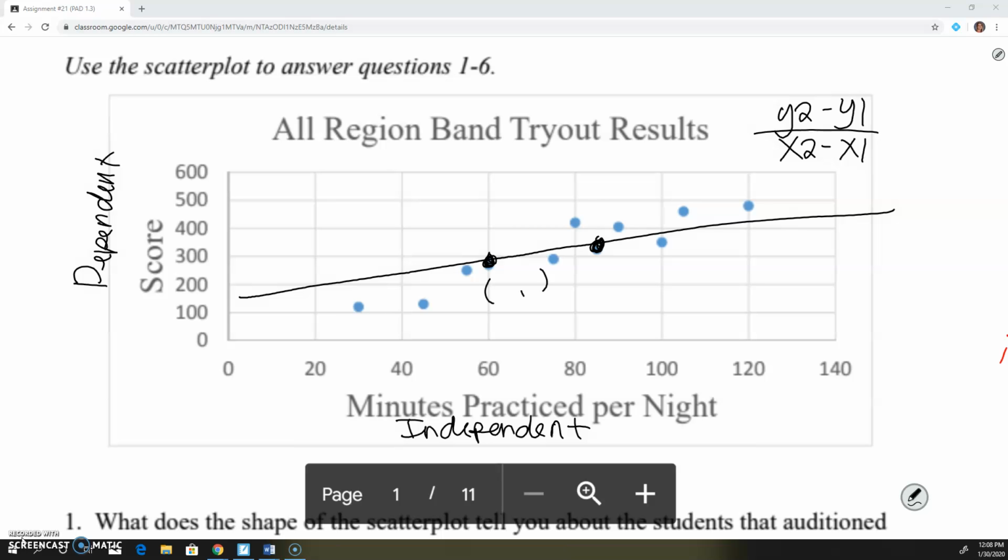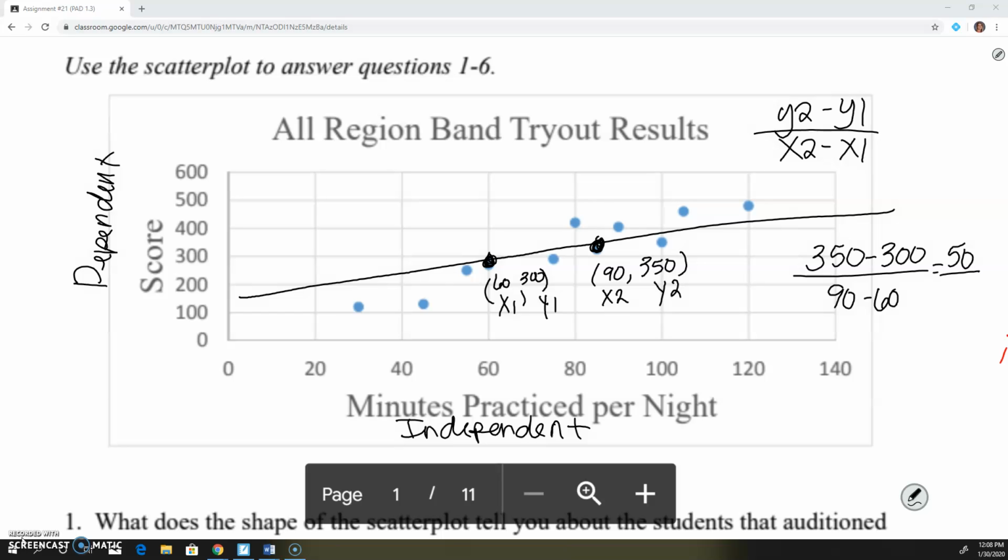So you have to find your x and y. So x is over 60 up what? 300. Over 60 up 300. And this one's over how many? Over 90 up 350. Okay, then you're going to label them x1, y1, x2, y2. And you're going to find your rate of change. y2 minus y1 over x2 minus x1. So it gives you what? 50 over 30? Do 50 divided by 30 for me.